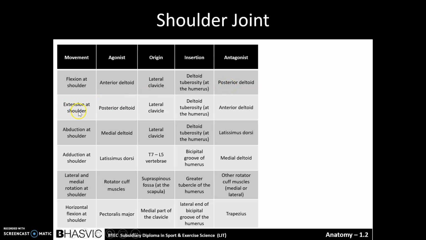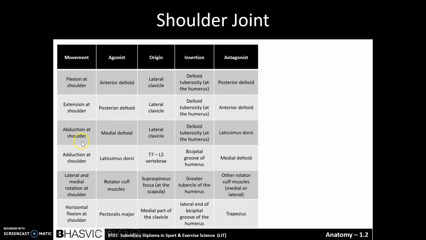Therefore, extension of the shoulder, since the agonist is the posterior deltoid, the antagonist would then be the anterior deltoid. The origin is also the same at the lateral clavicle, but is in a slightly different position to it, and the insertion also is at deltoid tuberosity, which is found at the humerus.